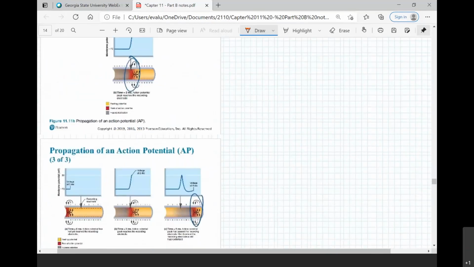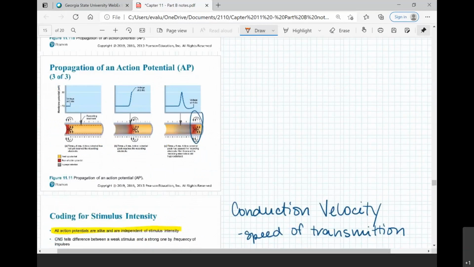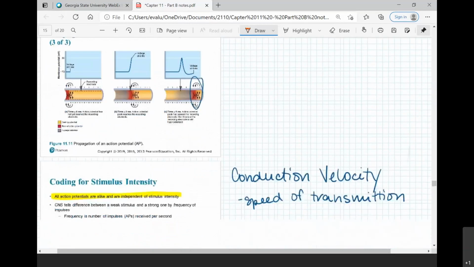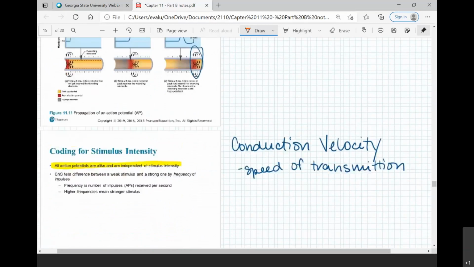So these graphs are showing the propagation. They're showing how it's changing from here to here. It's hard for me to read these graphs and understand that, so we're just going to skip those for right now. You don't need to draw or understand that. You do need to draw an action potential.